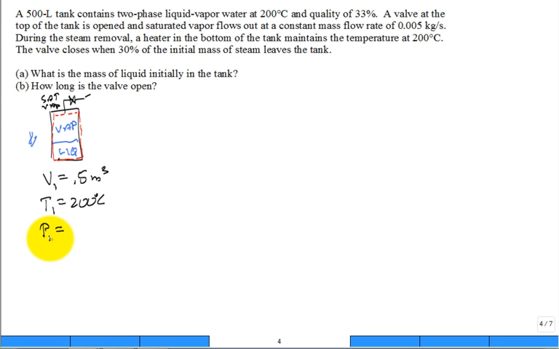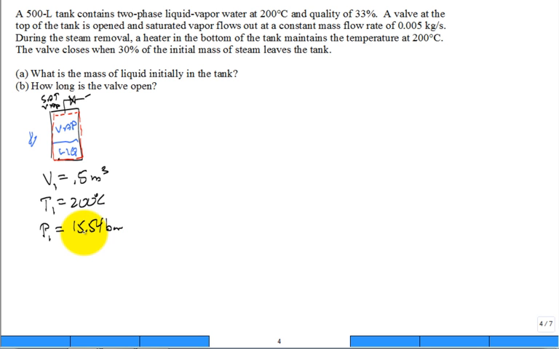Saturation pressure at that temperature, exactly right. So we could look it up, and it comes in, I forget what, about 15? I forgot to write it down. Let me look it up real quick. At 200 degrees C, 15.54 bar.